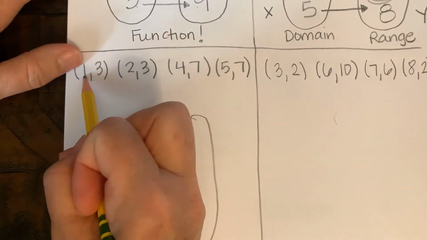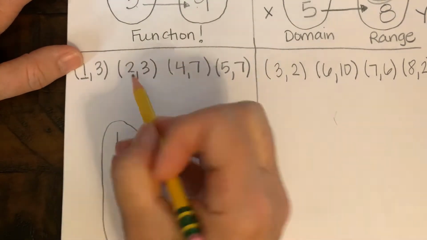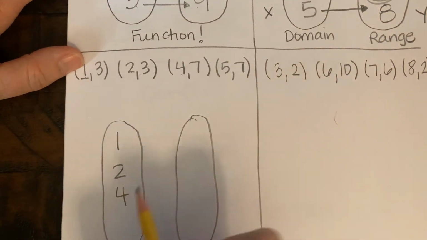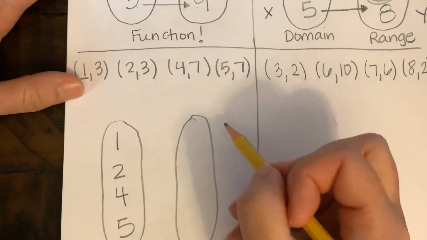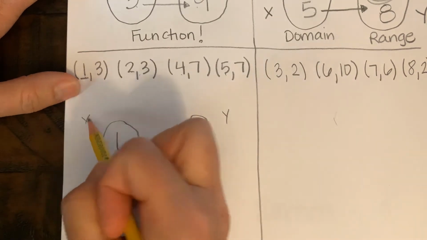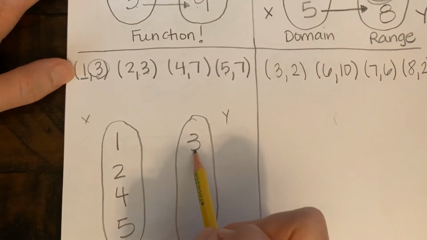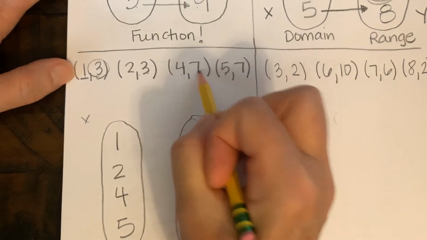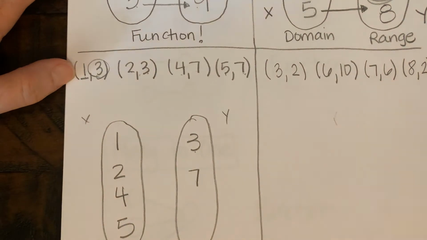And so first I have a 1, my 2, my 4, and a 5. Now I'm going to go ahead and put in my Y values. Remember, X and Y. My 3. Ooh, another 3, so I'm just going to leave that 3. And a 7. Notice that it's another 7, so you only have to write it one time.